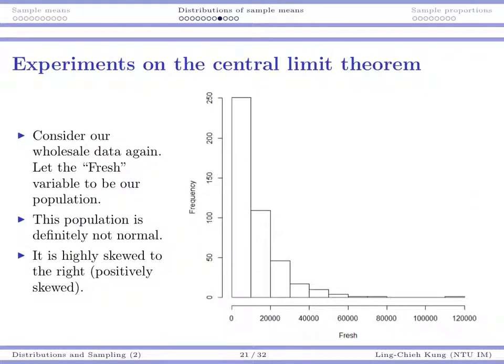Consider our old friend, the wholesale data about fresh food in the data set. Let's try to use it as our population. If we draw the histogram for those fresh food sales, then we can see a very non-normal distribution. The distribution is highly skewed to the right. The peak is here. You don't even have any left tail. You only have a very long right tail. So that means there is no way to say that the population is normal.